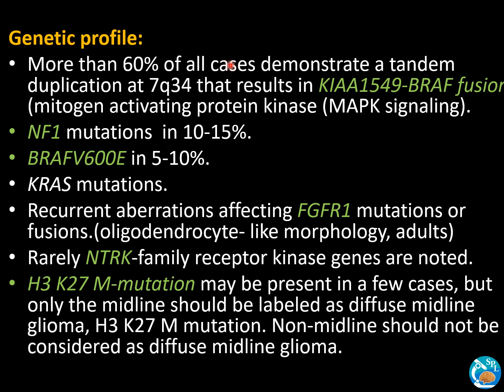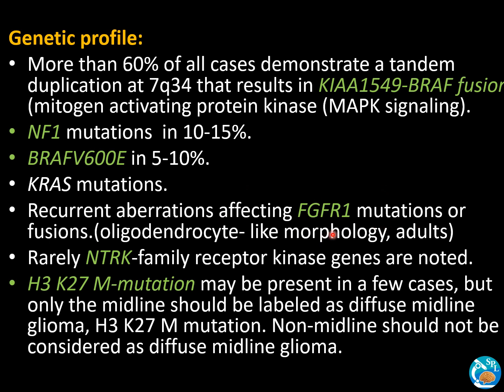Coming to genetic profile, 60% of pilocytic astrocytomas demonstrate KIAA1549-BRAF fusions. NF1 mutations are found in 10 to 15%. BRAF V600E may be found in 5 to 10% of cases. KRAS mutations may be present.